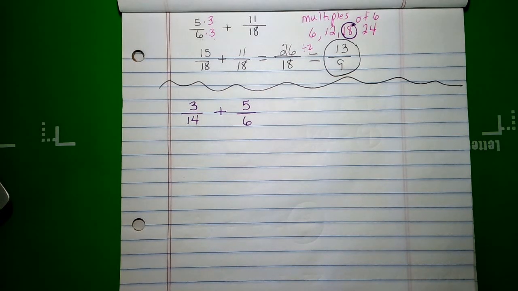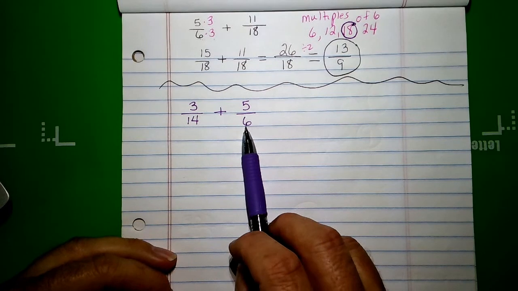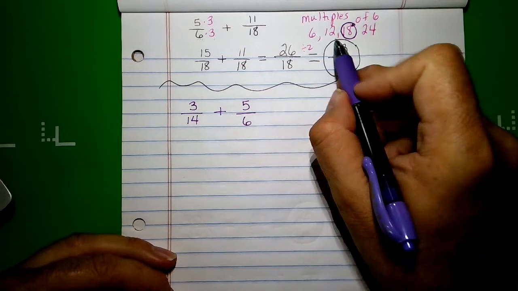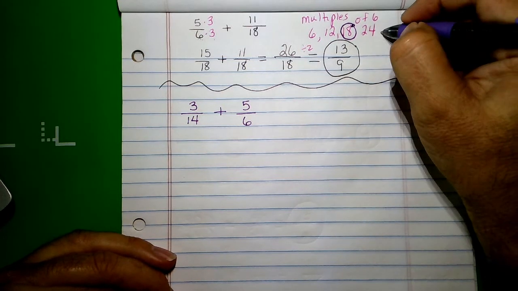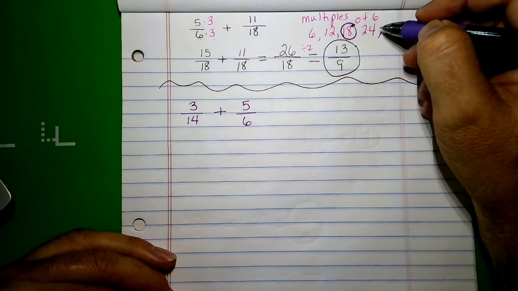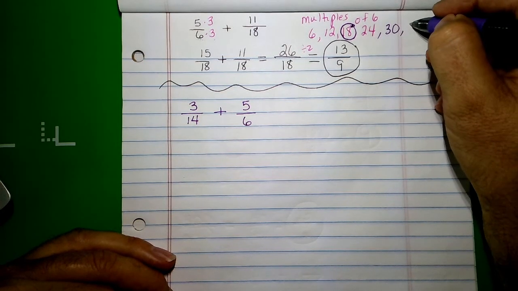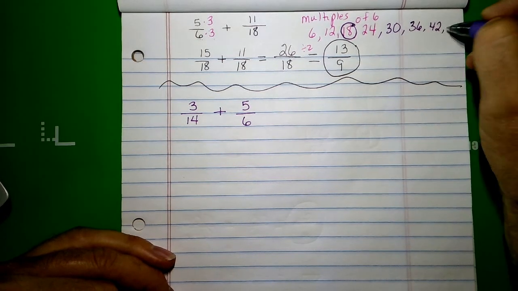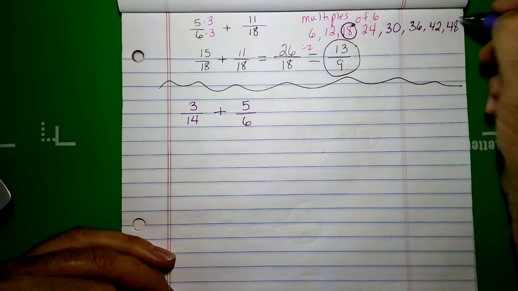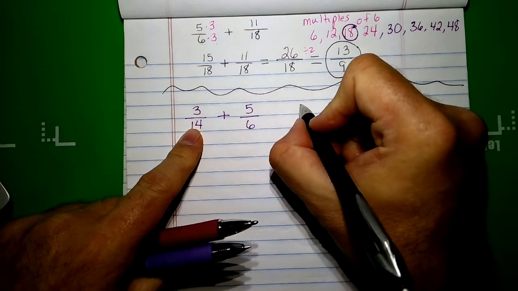Well, I don't think we're going to get as lucky as we did on the other one. I don't think the bigger number is going to be a multiple of 6. Let's see. What are the multiples of 6? Well, I've already started them up here. 6, 12, 18, 24. Then let's add a few more. 6 times 5 would be 30. 6 times 6, 36. 6 times 7, 42. 6 times 8, 48. Let's see if that's enough if we look at the multiples of 14.